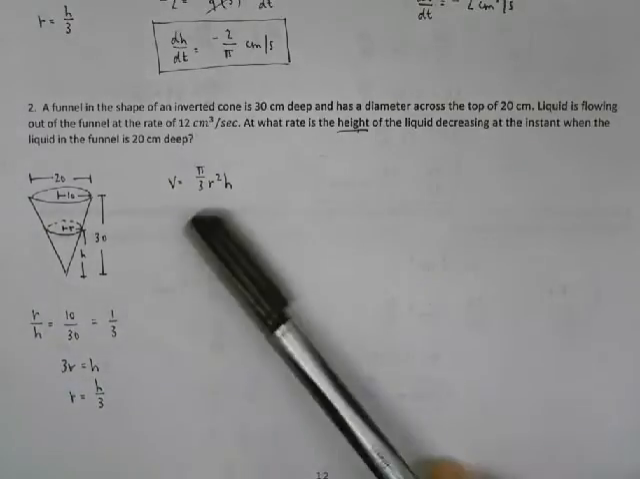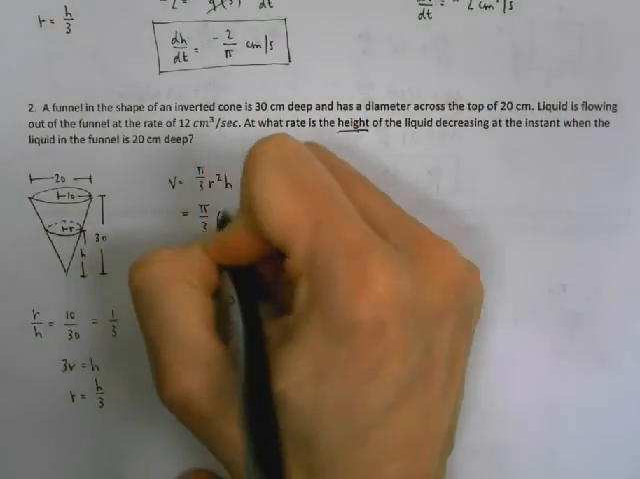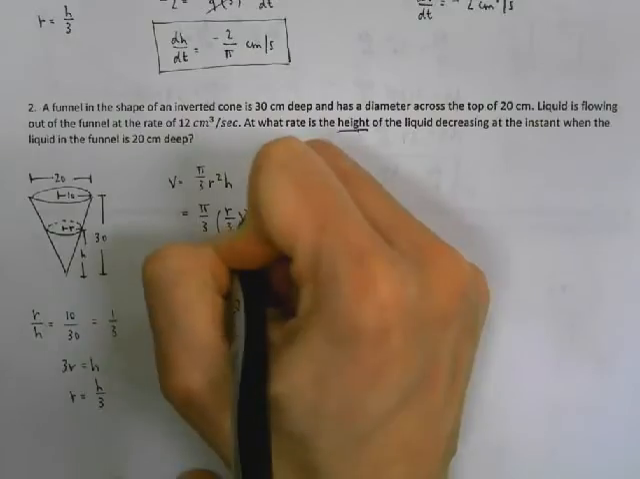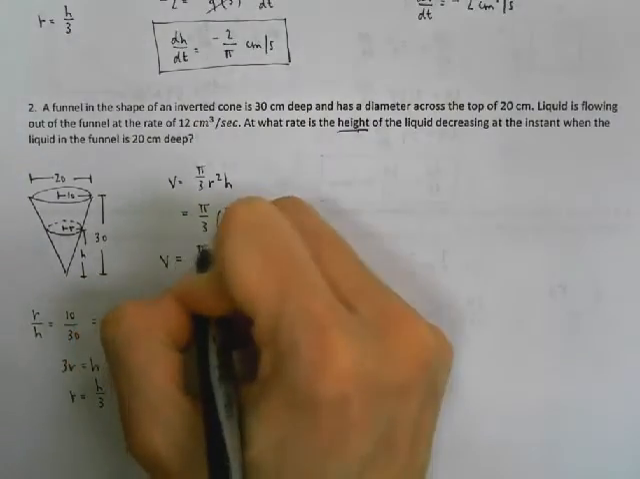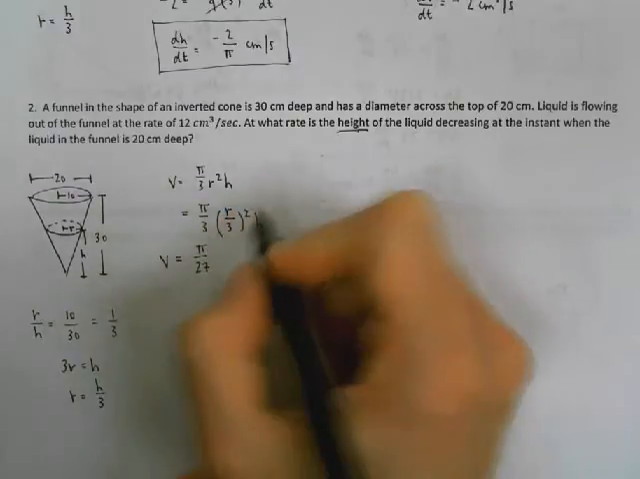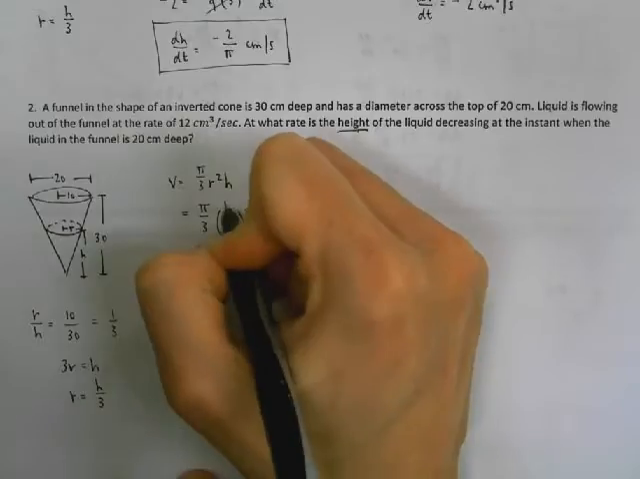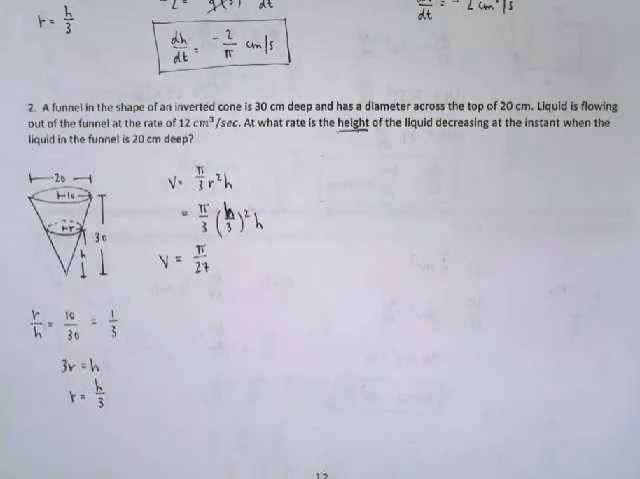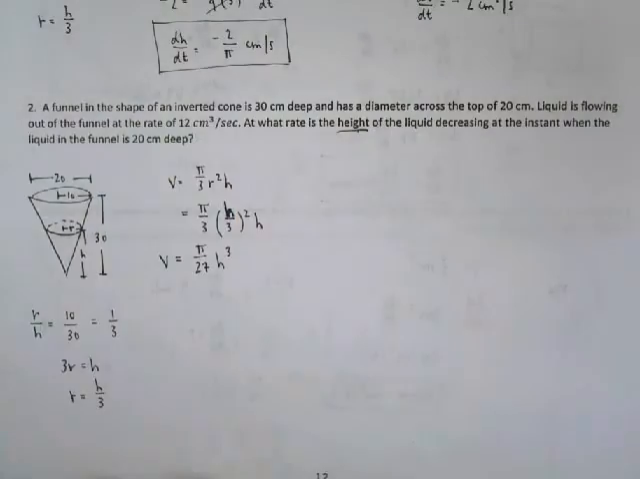So now I'm going to go ahead and substitute in, just like we did up top, pi over 3 times (h over 3) squared times h. And so if we simplify, we get pi over 27. Oops, I'm sorry, this should have been an h. Let's make that an h. Pi over 27 h cubed.